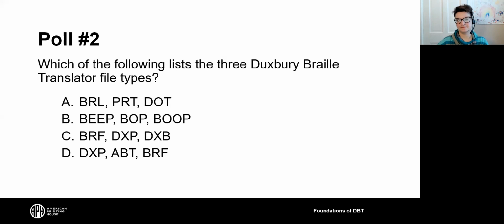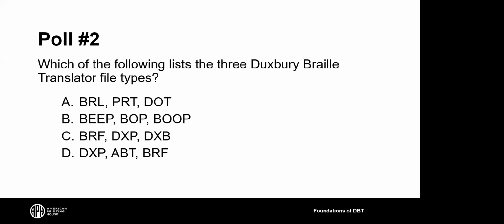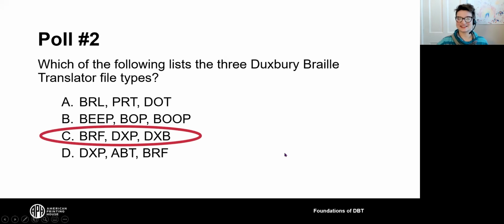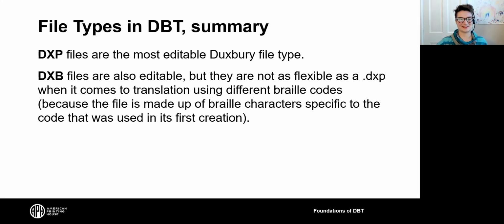Kyle, you have lots of answers in the chat, but you also have great answers in the poll. We're over 60%, so I'm going to end the poll and share out those results. We have an overwhelming BRF, DXP, and DXB at 99%. You're so right. Those are the 3 Duxbury file types in Duxbury Braille Translator.